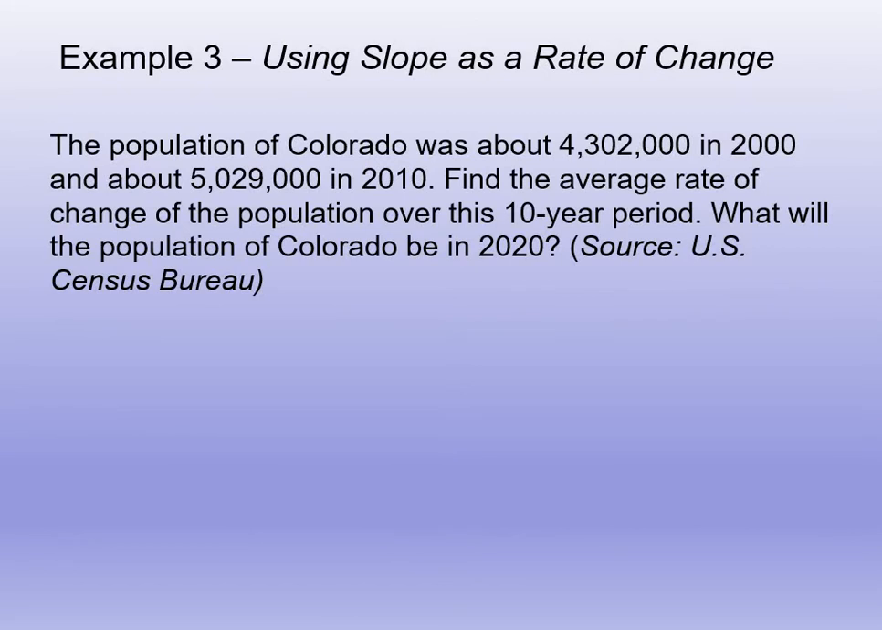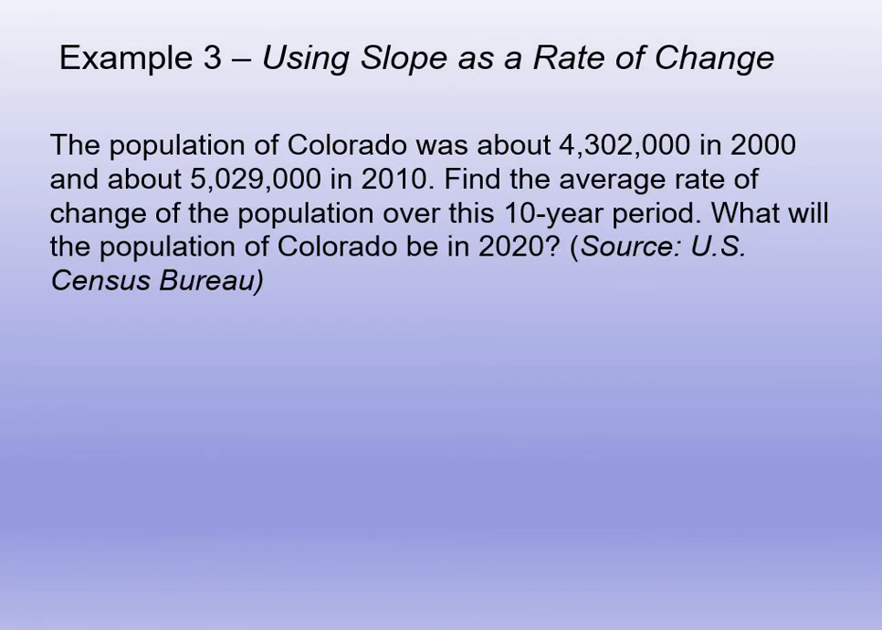So what do you have to do? The population is your y, and time. If you do slope, note time is always the x value. Time will always be on the x-axis, so time will always be in the denominator. Take the time period into account when you do that. So in this case, our x1 is 2000, and our y1 is the 4.3 million, and then y2 is 5 million, and the x2 is 2010.